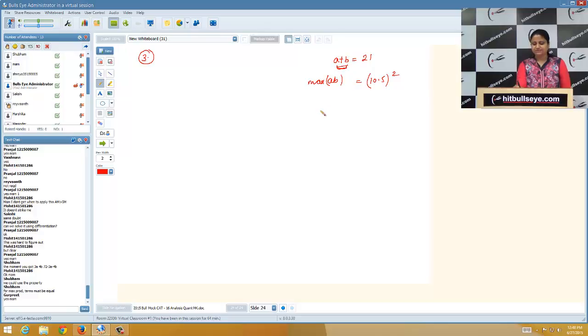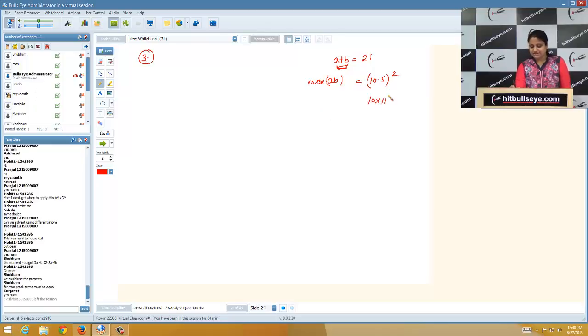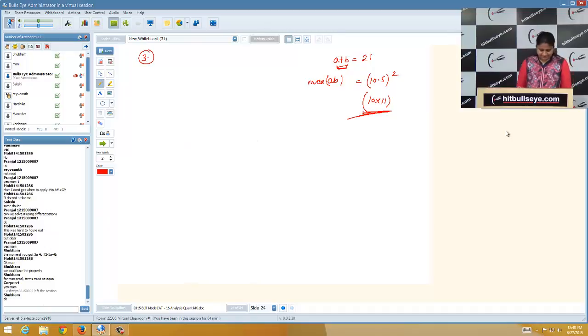We are making A and B equal. Sometimes it is given that A and B should be natural numbers. So in that case it will be 10 into 11. Actually these are the problems here. They can be equal, they cannot be equal. It will depend on the question. So let us see the third question.